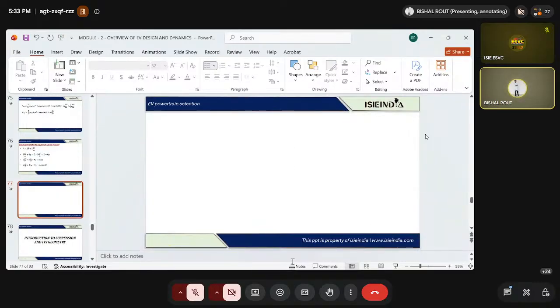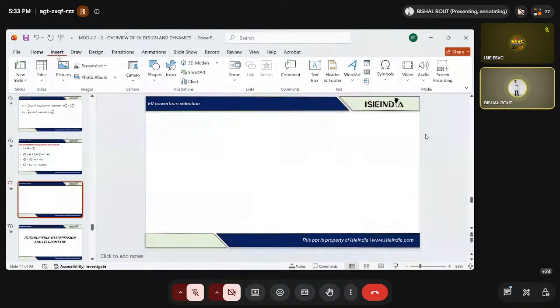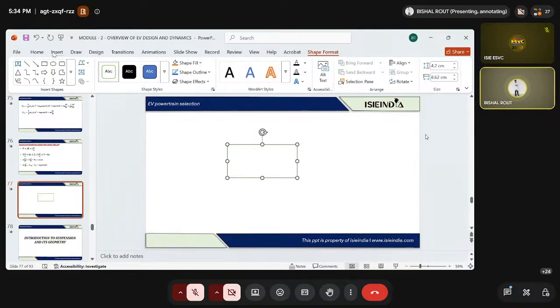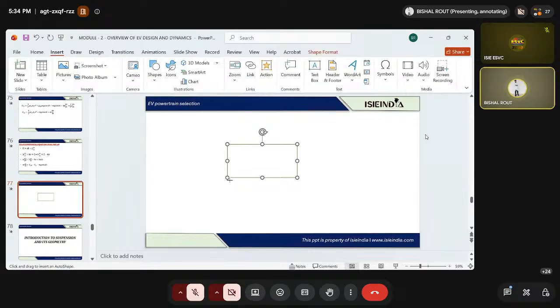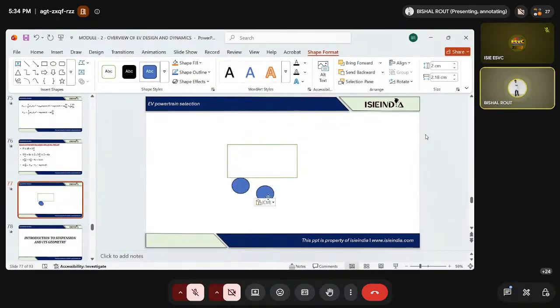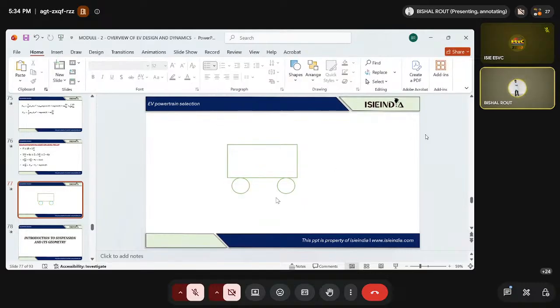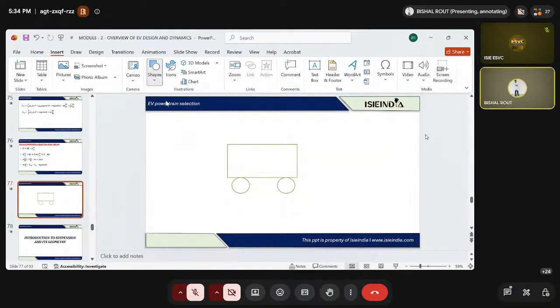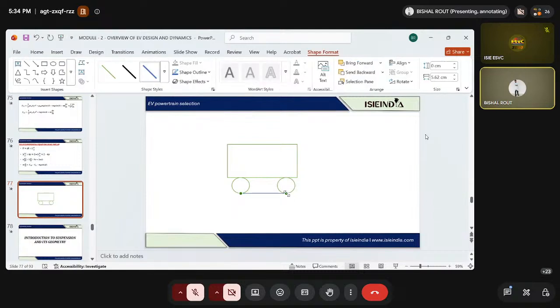For example, if this is the car of yours, let's say I'm drawing it randomly, guys. Let us suppose this is the car, and at the bottom of the car you have the wheels. This is one wheel, and you have another wheel, so these are the two wheels. This is the road surface basically.